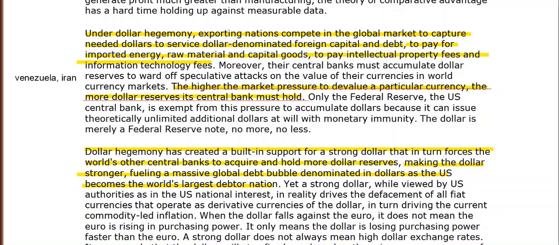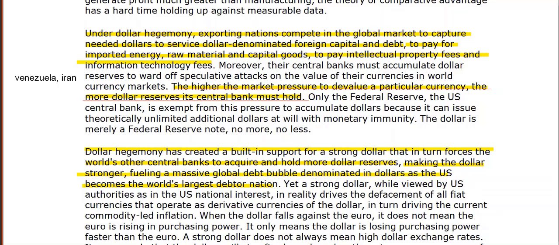The higher the market pressure to devalue a particular currency, the more dollar reserves its banks must hold. In other words, attacking a currency or a group of currencies forces them to hold more, actually acquire more, dollar reserves to protect the currency.